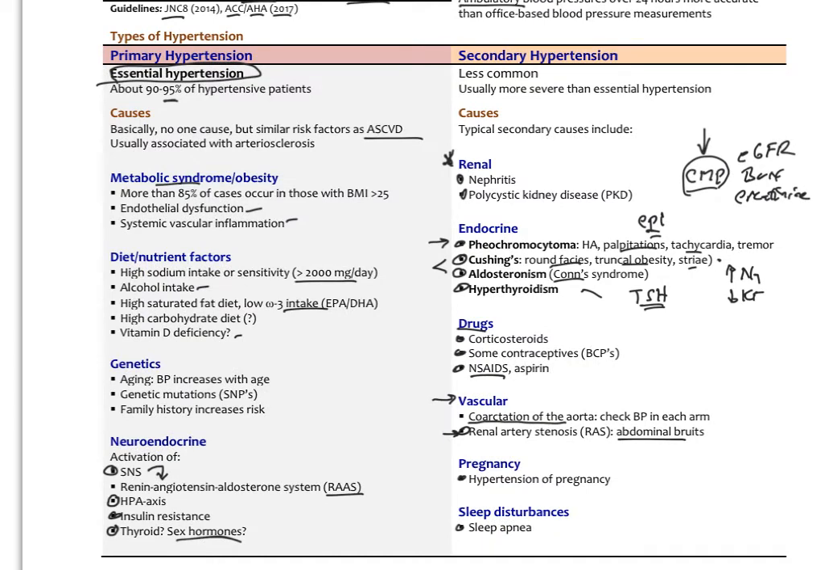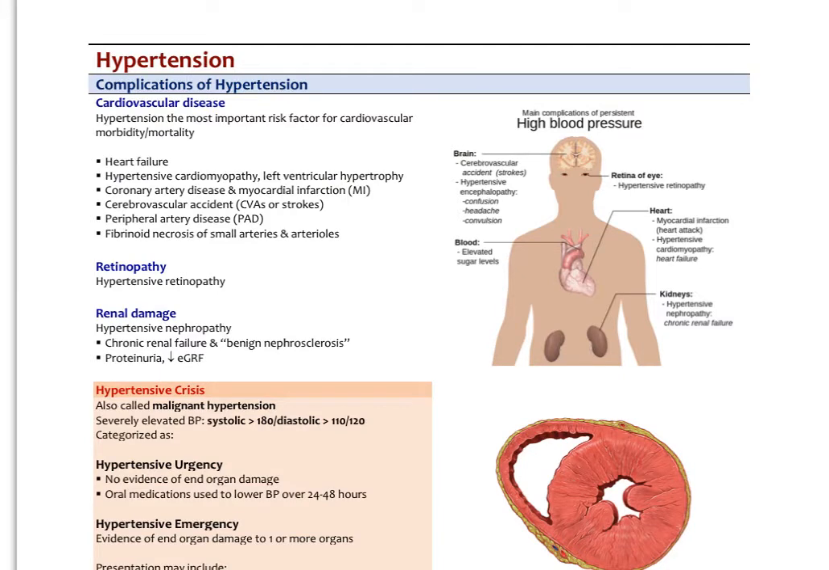So these are the two types of hypertension, primary and secondary. Now, why are we worried about hypertension? Again, the complications can include some very serious end organ problems. So cardiovascular disease is a big one. Hypertension is the most important risk factor for cardiovascular morbidity and mortality.